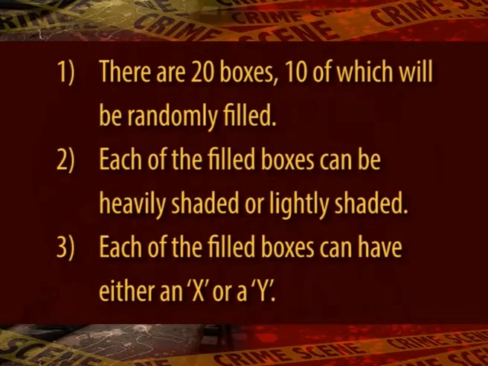If, to simplify the matter as far as possible, we take an analogy of randomly filling a number of boxes, so that the analogy can be translated into matching striations in a rifling groove. There will be three conditions. There are 20 boxes, 10 of which will be randomly filled. Each of the filled boxes can be heavily shaded or lightly shaded. Each of the filled boxes can have either an X or a Y.